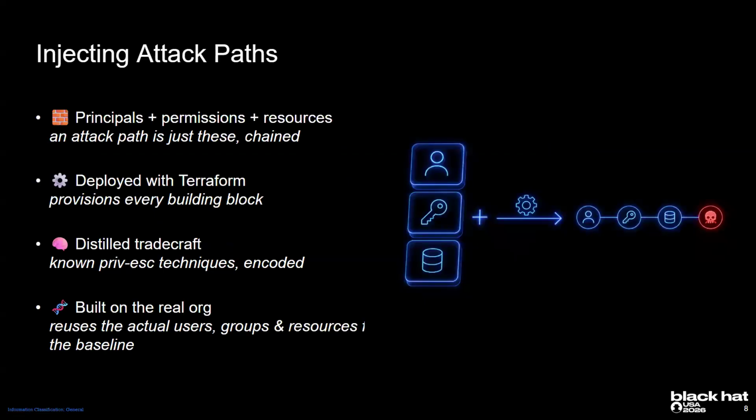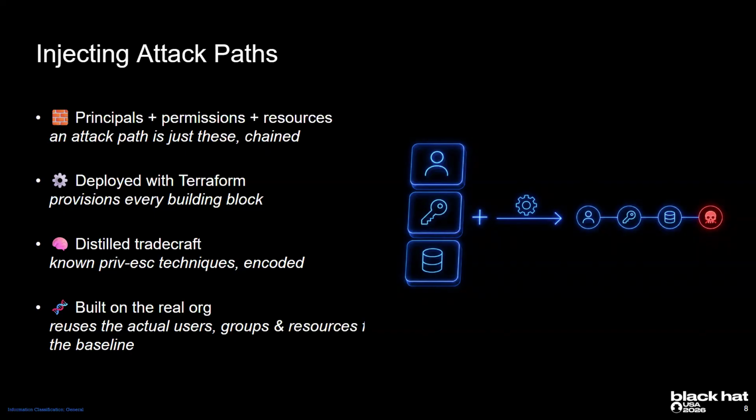So how does BadZure build these paths? Well, as we have just established, an attack path is essentially three things: principals, permissions, and resources wired together in a specific way. So a specific arrangement of legitimate building blocks that happens to be abusable. Those building blocks, we're already able to deploy with Terraform. But Terraform has no idea of what's dangerous, right? So that knowledge is what BadZure adds.